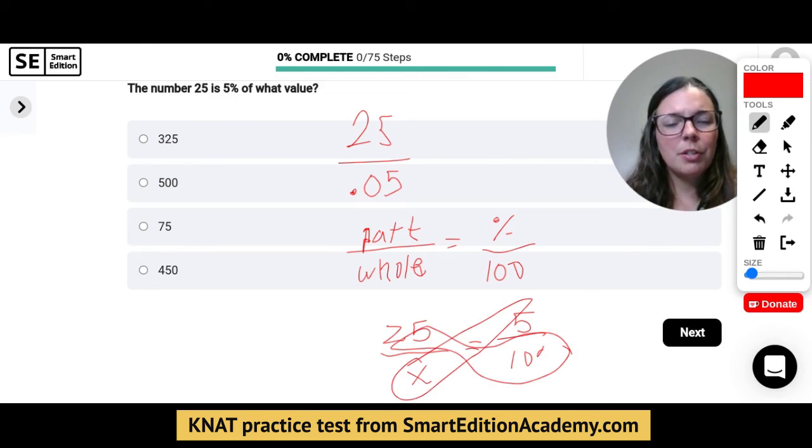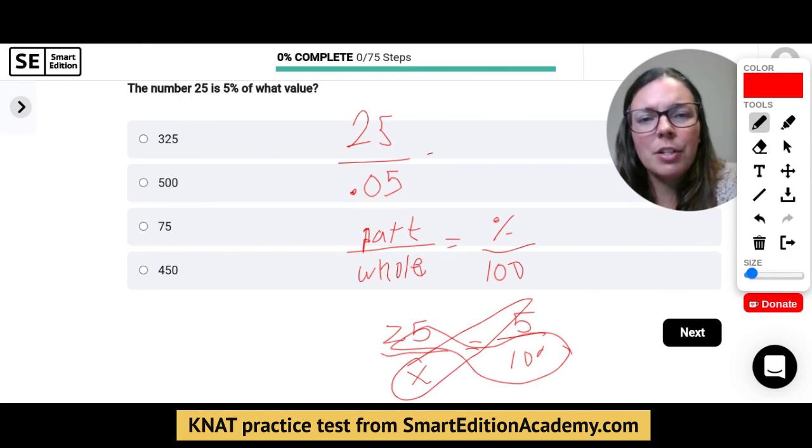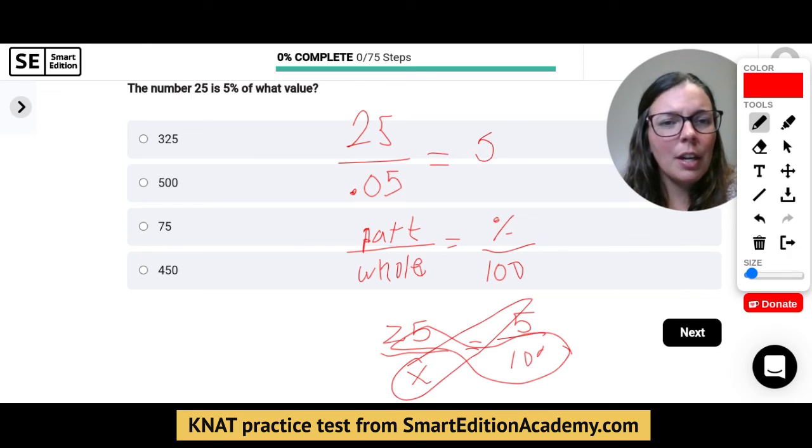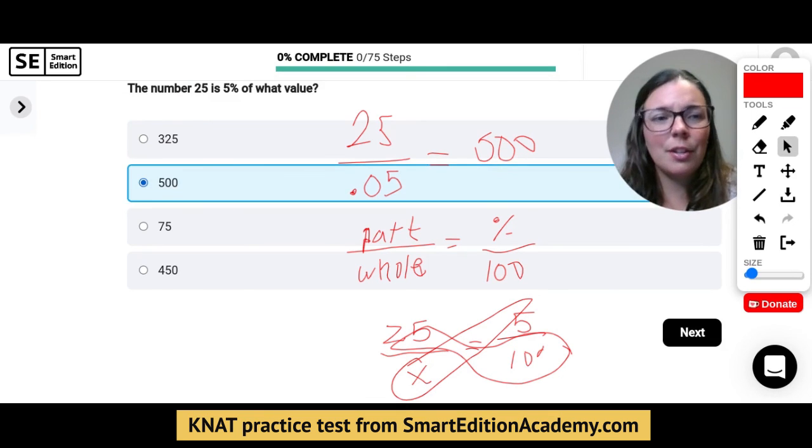So if you are to do that, or if you are to just take 25 and divide it by 0.05, either way, you should get 500 as your solution. So 25 is 5% of 500.